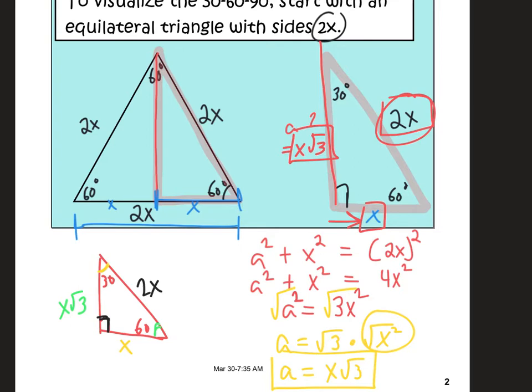So if you know any of the sides, and you know it's a special triangle, 30, 60, 90, you are able to find the other two sides. You only need to know one of the side lengths to do that. And we'll look at an example in a minute here.